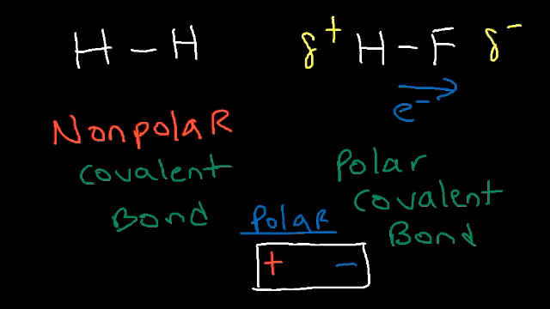So now you know what a polar covalent bond is. It's a bond where you have unequal sharing of electrons. And a nonpolar covalent bond is a bond where you have equal sharing of electrons. Now, let's go over some practice problems. I want you to classify the following bonds as being ionic, polar covalent, or nonpolar covalent.